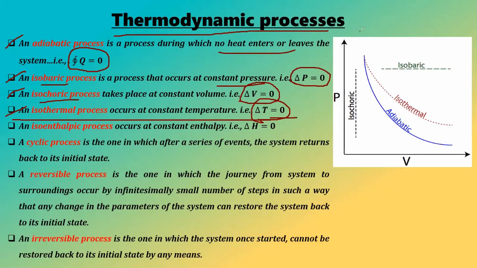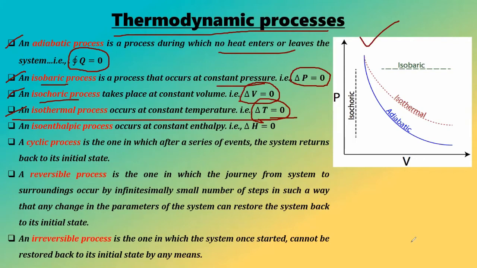We have seen the graph that is present right here. So isochoric is like this, where pressure is changing, volume is not changing. Isobaric is this one, pressure is not changing but volume is changing. And isothermal and adiabatic are normal curves, because here it is a PV curve, right?